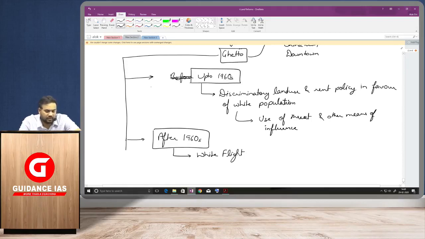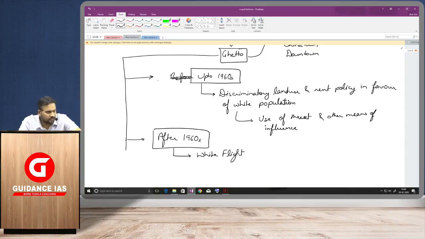White flight. So what is this essentially white flight phenomena? If in a colony white people found that they were becoming less, or there was more concentration of black people, they felt unsafe, insecure. And what they did, simply they migrated to other areas. So they left such kind of neighborhood. This phenomena is referred to as the white flight.